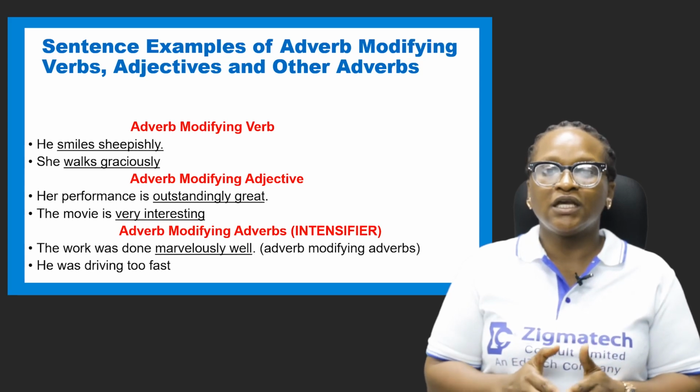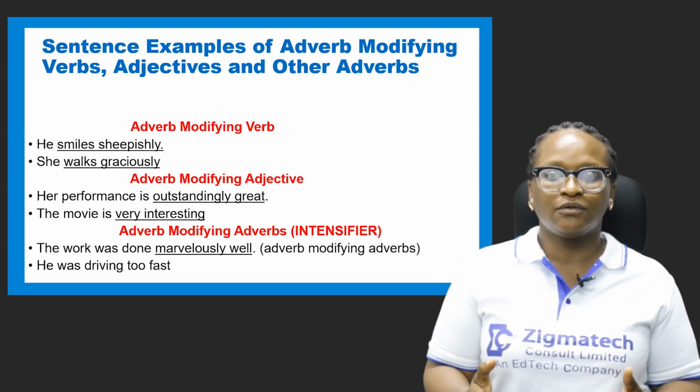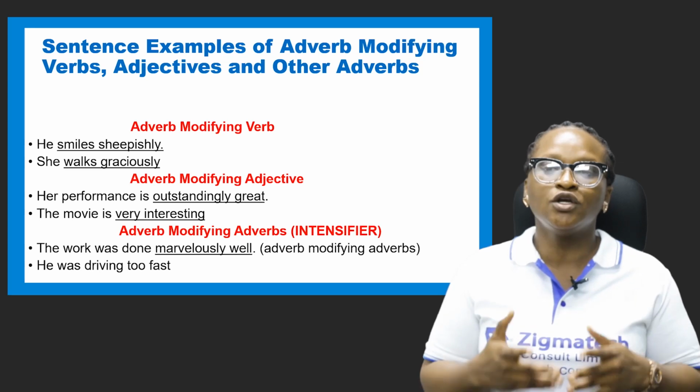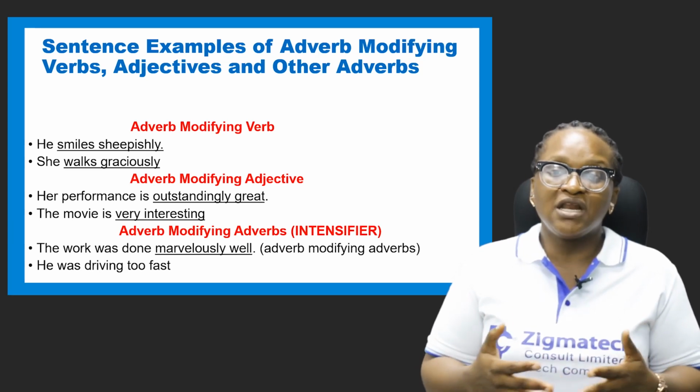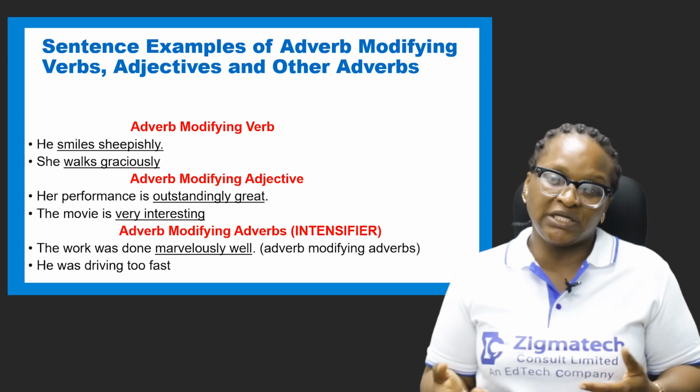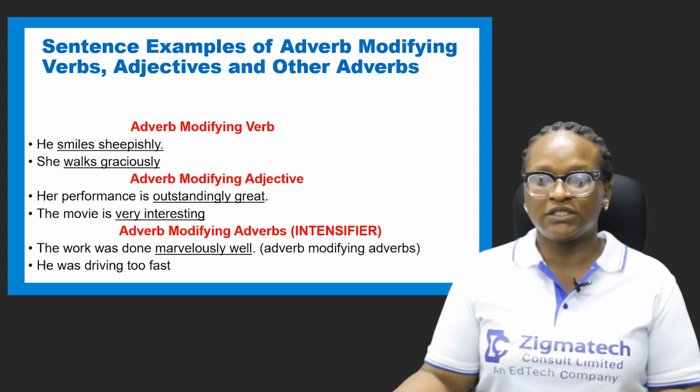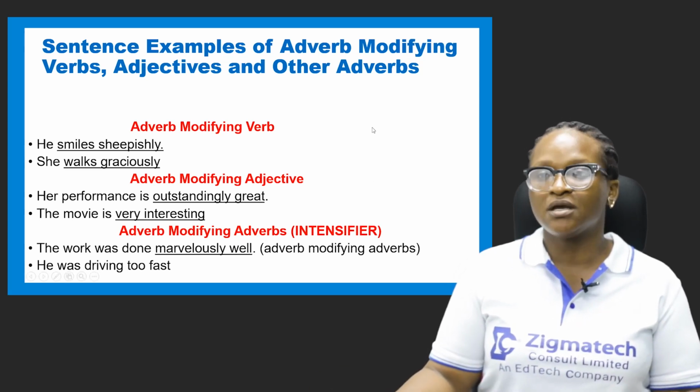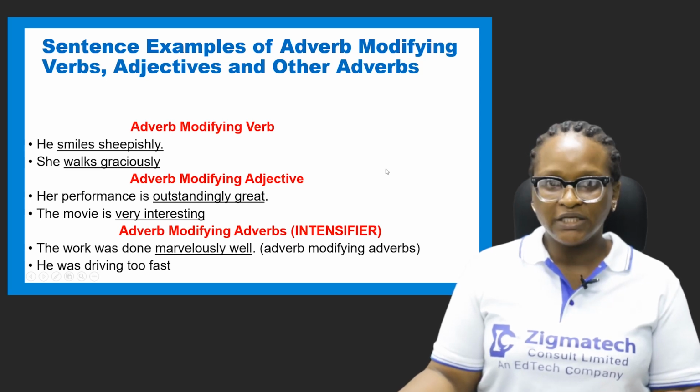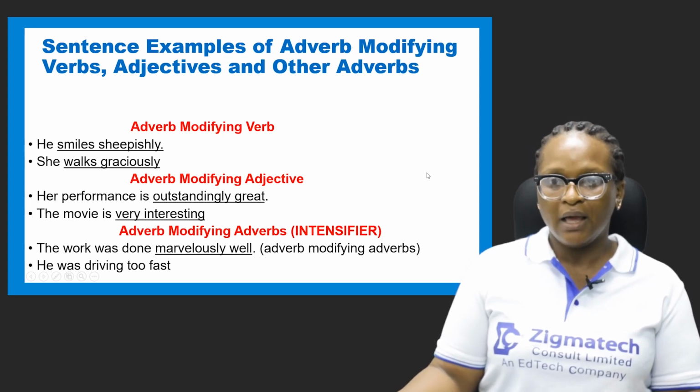So in that case is what? An adverb, just the way we have it here. He was driving too fast. That means he was driving excessively speedily. That's just what it is. So too fast, fast here means speedily. It is not an adjective, it is rather an adverb.